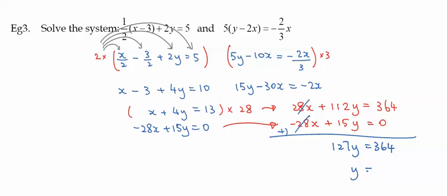And therefore, y equals, would it be divisible by 127? No? So just a big number like this? Can we simplify it? No? That's too bad then.